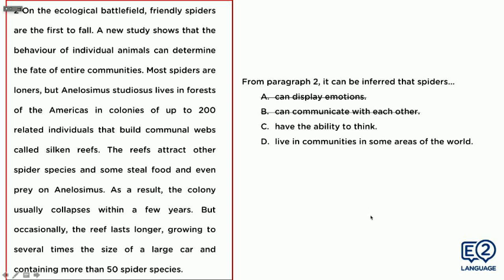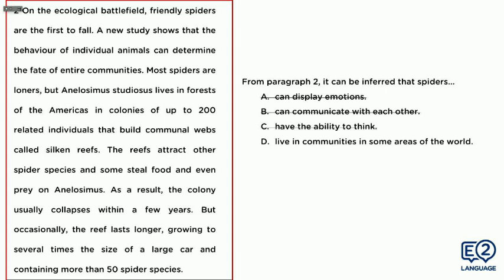Can communicate with each other. Well, we can assume that spiders can communicate in some way, but we don't want to make an assumption here. An inference is different to an assumption because the information here in the text doesn't lead me to understand that they can communicate. It doesn't say that. What about the fact that they have the ability to think? Well, again, we can assume that spiders can think, of course, but there's nothing in this text that leads me to believe this.